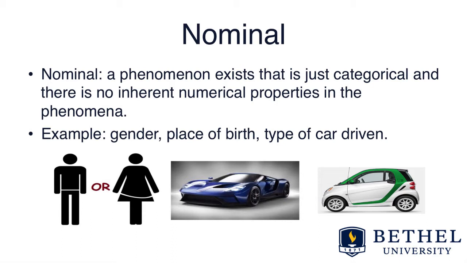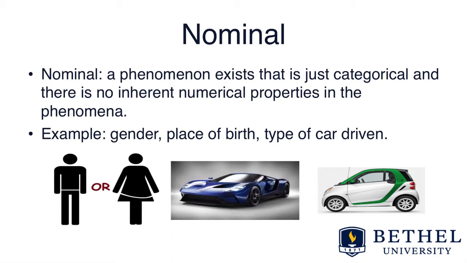Let's look at nominally existing phenomena and how we measure it with a nominal scale. When we say that something is nominal, we're saying that the phenomena exists and it is just categorical. There's no inherent numerical properties in the phenomena. I used a minute ago the idea of gender, but also your place of birth or the type of car you drive really is simply a nominal phenomena. You can only label it. It really doesn't have any order of magnitude.